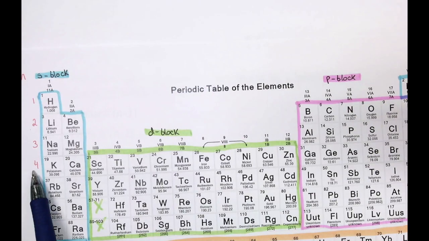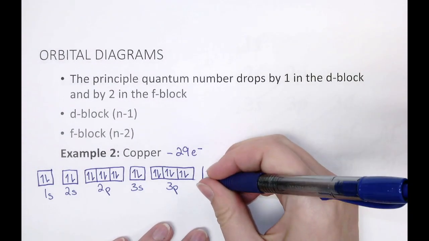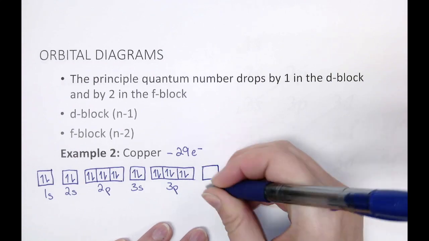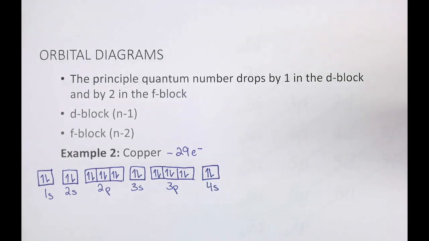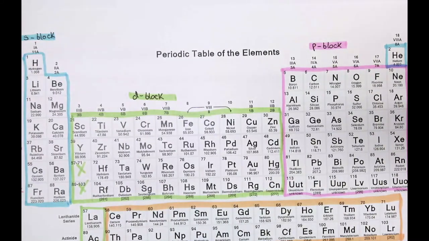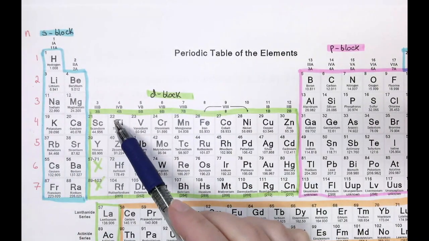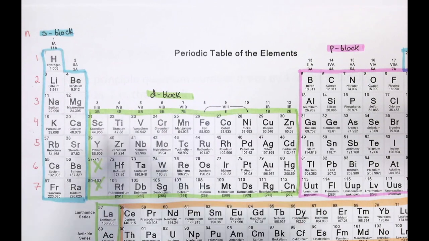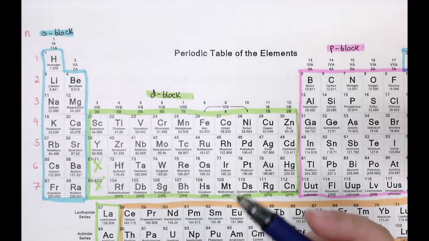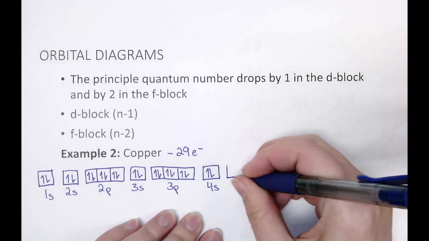Then when you hit row 4, the first thing you hit is the S block. So we'd make a box for 4s, 2 electrons. Then we hit the D block. Now remember, even though we're in the 4th row, since in the D block your principal quantum number drops by 1, this isn't going to be 4D. We're going to label it as 3D, and it's going to need 5 boxes all connected together.